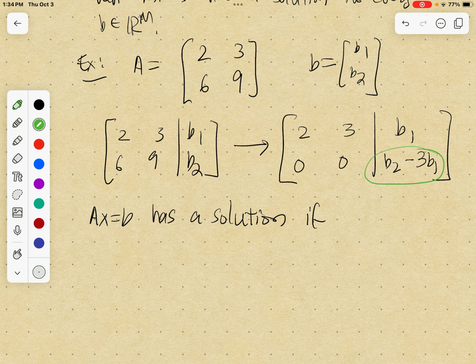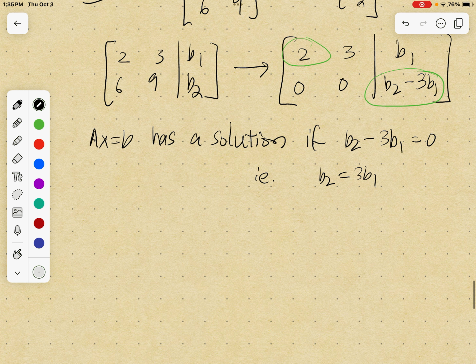Because if this is 0, then you're going to have a pivot, so your 2 is your pivot, and you're going to be able to solve for B1, B2, right? In fact, you're going to get infinitely many solutions. So AX equals B has a solution if B2 minus 3 B1 equals 0, i.e. B2 is 3 B1, right?